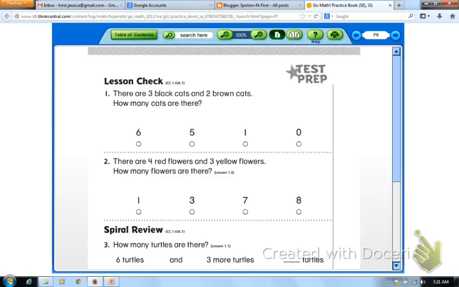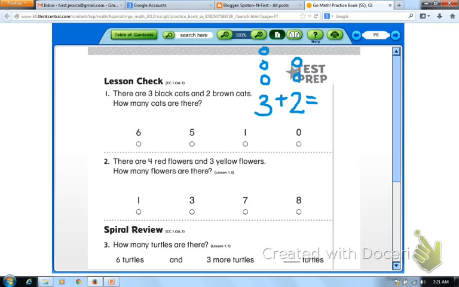So it says, number 1, there are 3 black cats. So I'd like them to write the number 3 and be able to model with those circles. And 2 brown cats. There's their group of 2. Keep the groups separate so that they can see both groups. And how many cats are there? So they're trying to find out how many altogether. They can look at that, be able to pick it out visually, and color in their answer.